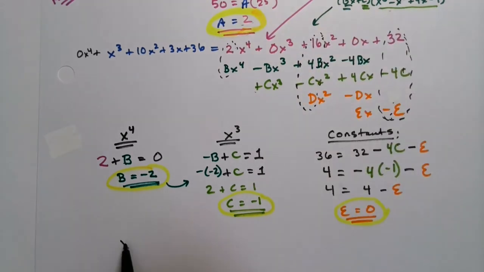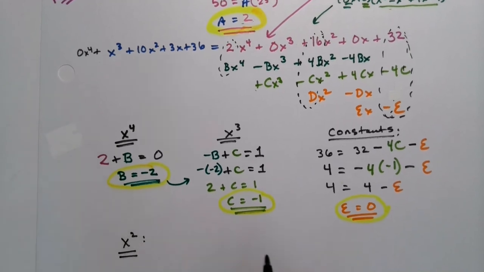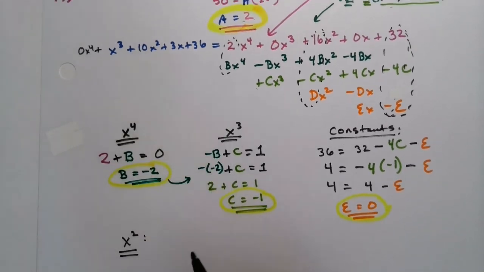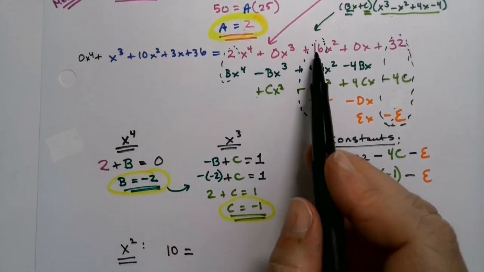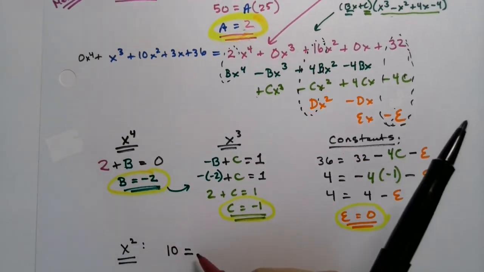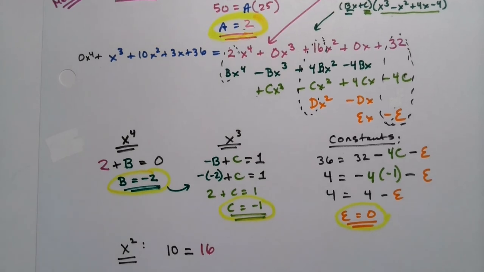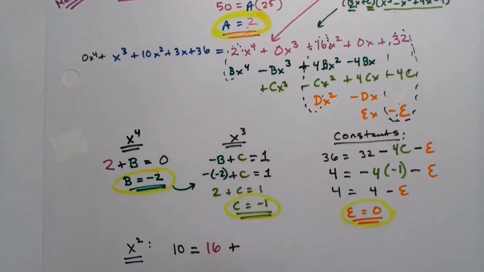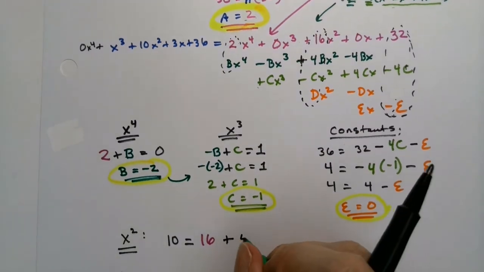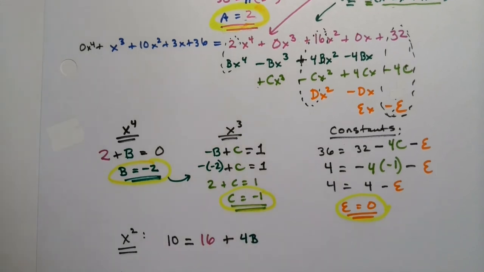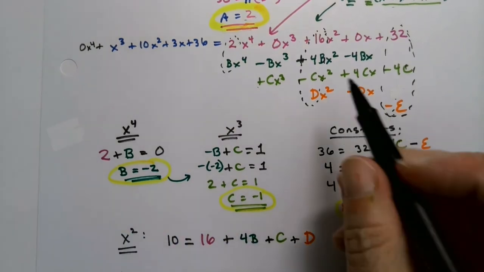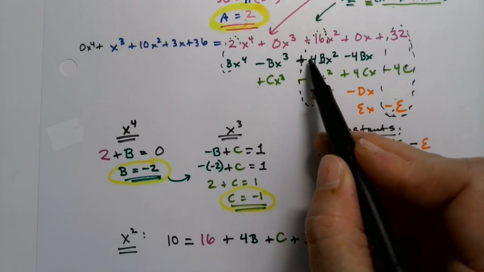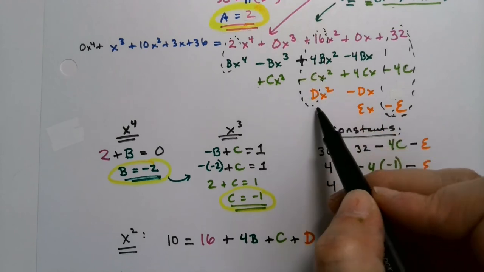So if I look at the x squareds, over on the left, I'll have 10, right? So that coefficient 10 has to be equal to 16, plus 4 times b minus c plus d, right? 16, plus 4b minus c plus d.